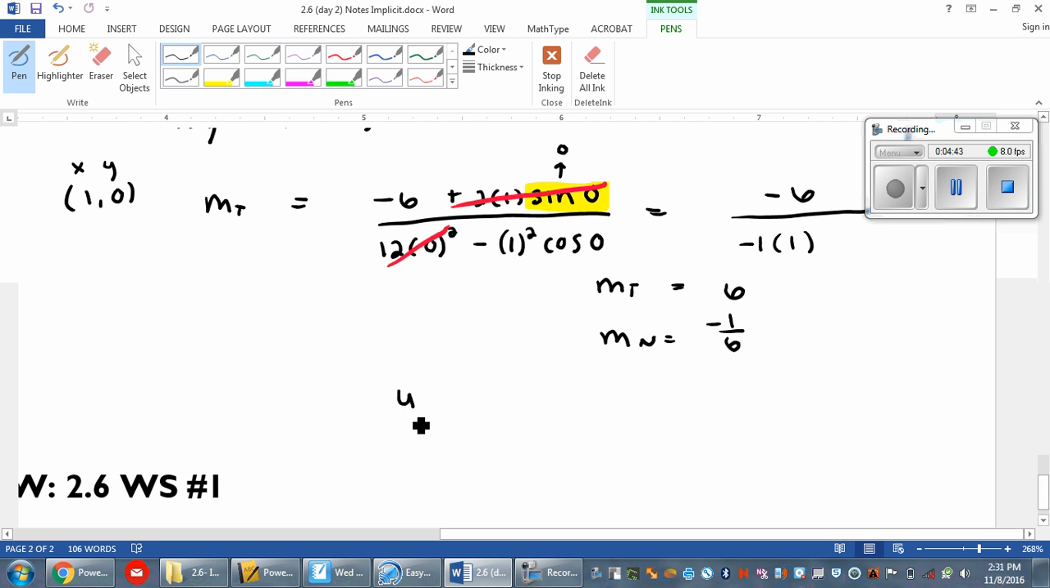So I have y minus 0. You don't really have to have the y minus 0. Totally write y equals 6 times (x minus 1) as the equation of my tangent line. And then if we're just going to keep with the y minus 0, the equation of my normal line would be y equals negative 1/6 times (x minus 1).